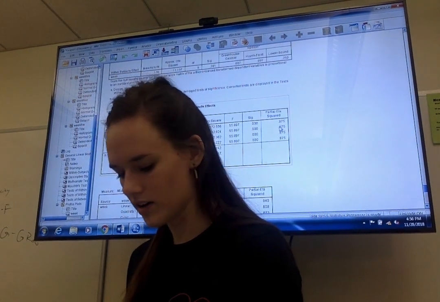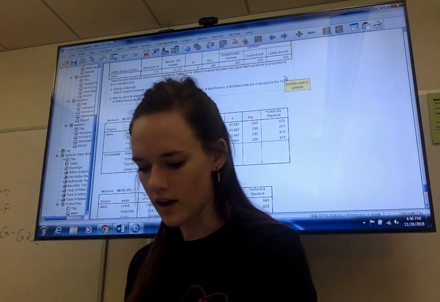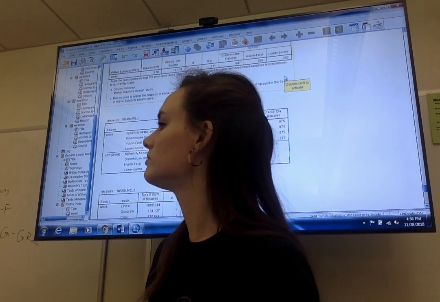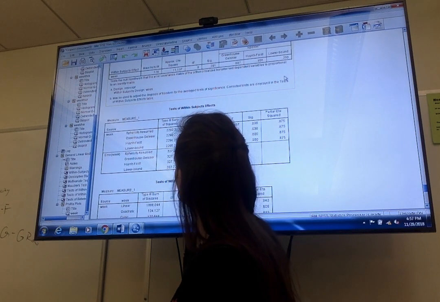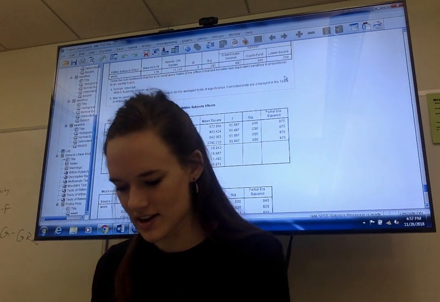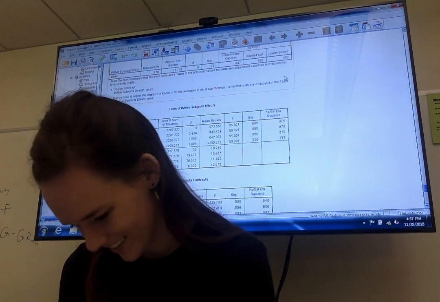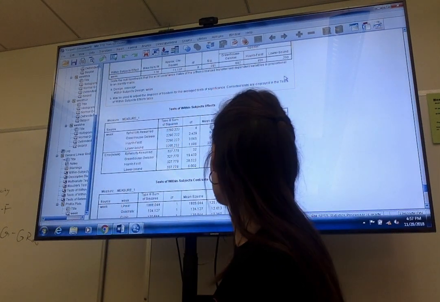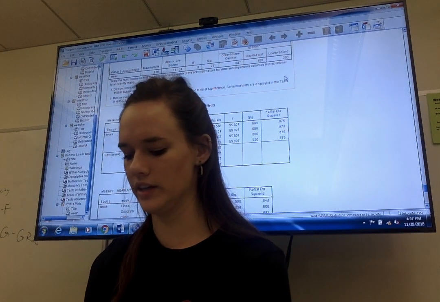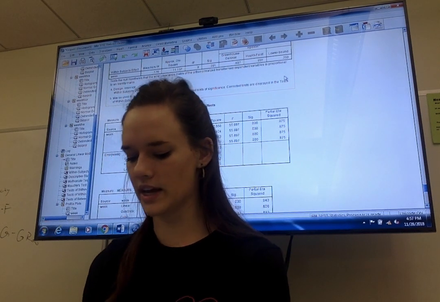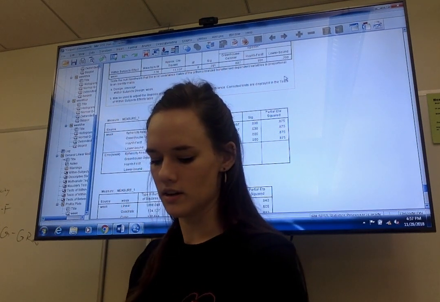Okay, and then we also have our effect size, which is the eta squared, once again. So we have 0.875 for eta squared, and that tells us that 87.5% of the variance in duration of headaches is accounted for by the week of treatment in the sample. So that's our effect size.